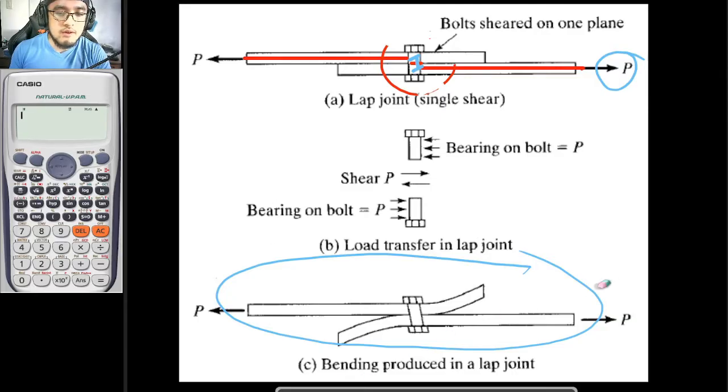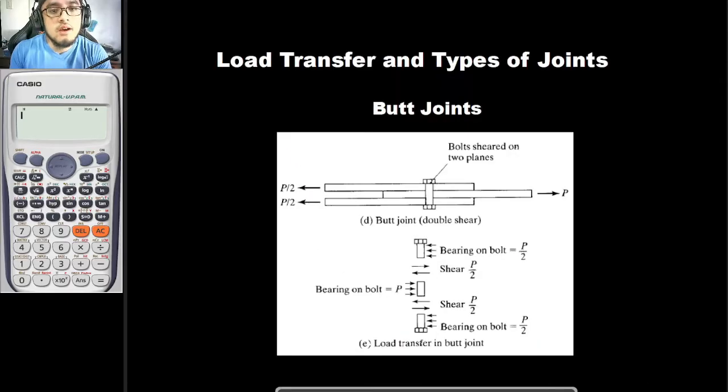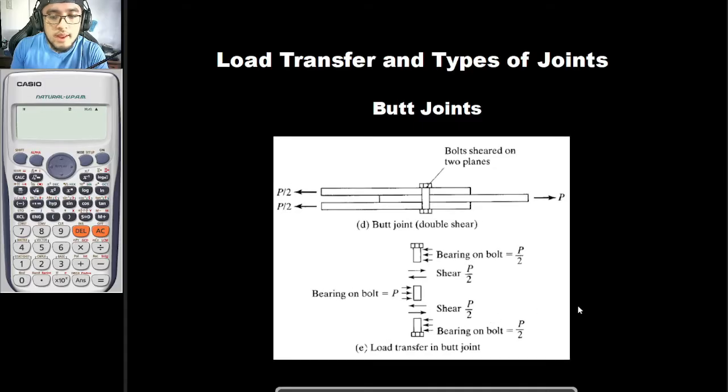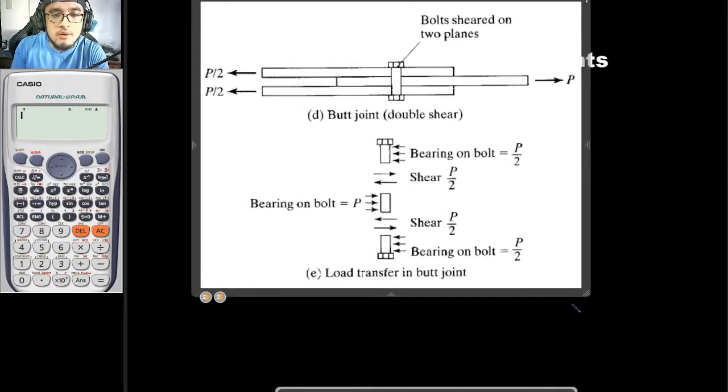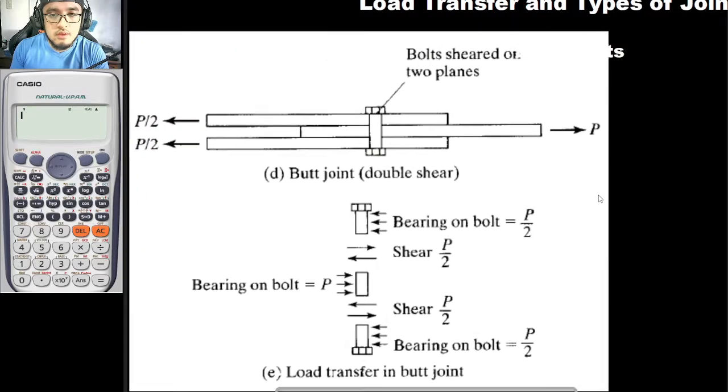So next, let me just erase for a moment. So once again, the one earlier is what you would be calling a lap joint, and this one right here is your butt joint. So as you can see here, we have two shear areas or two shear planes. Let me enlarge it again so you can see better. So there we go.